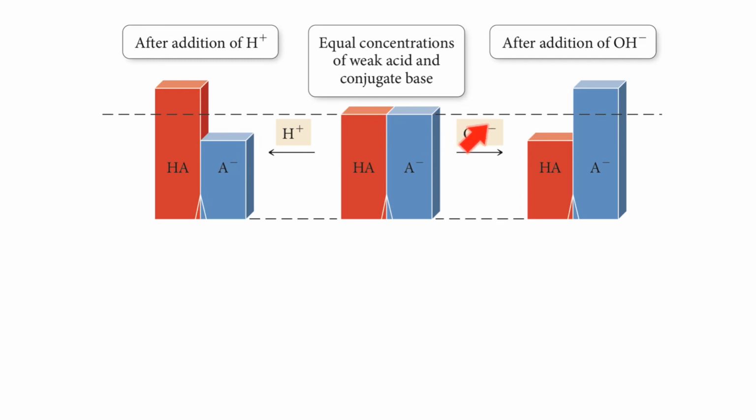And if I add OH minus ions to this buffer, then they will react with the acid to make more of the conjugate base. But all of the OH minus ions will be used up, and therefore it would act as a buffer. And that's really what the buffer's use is.